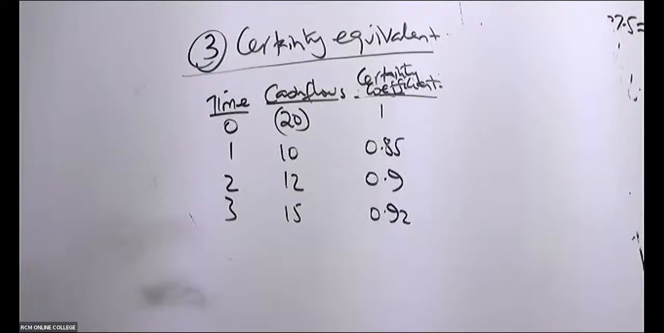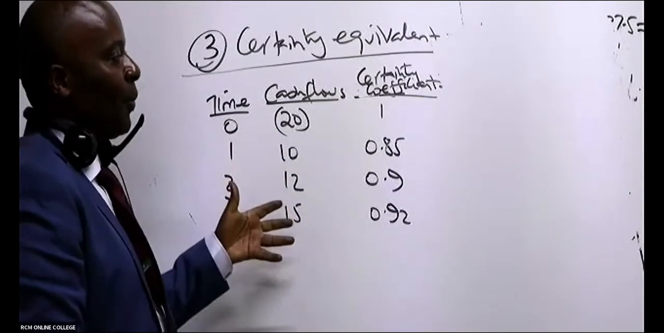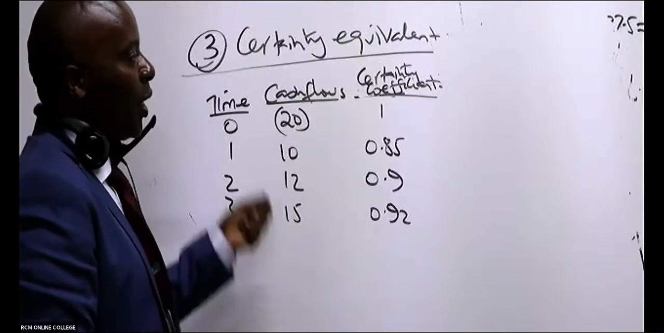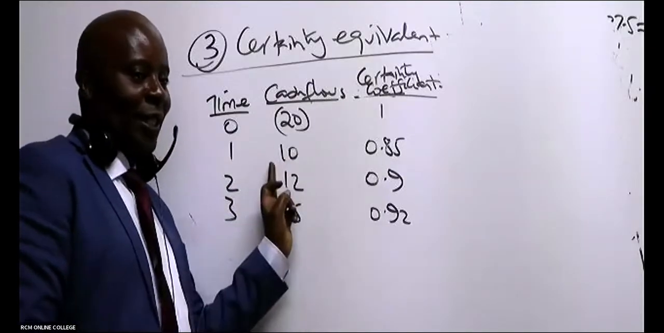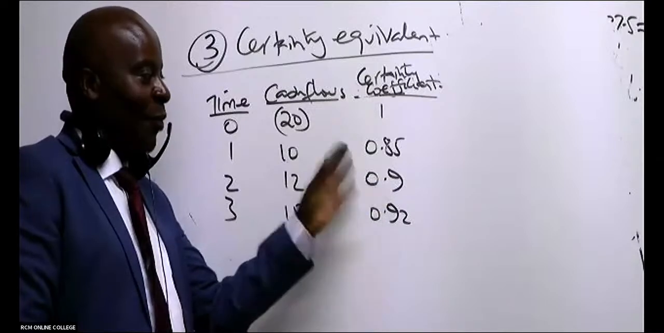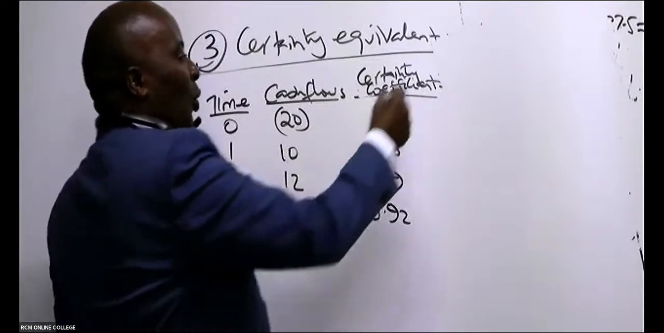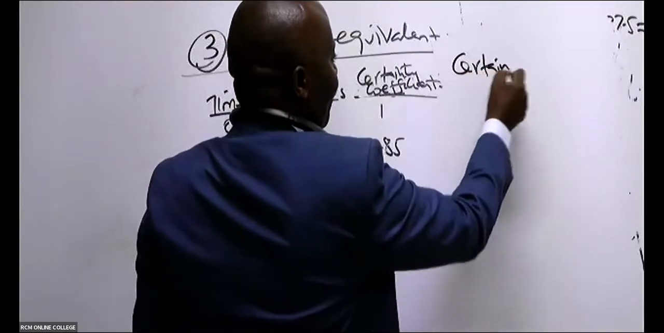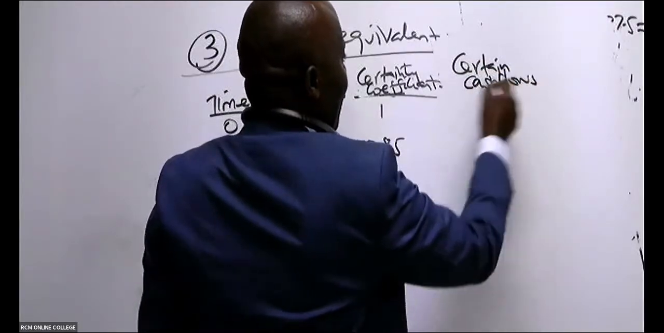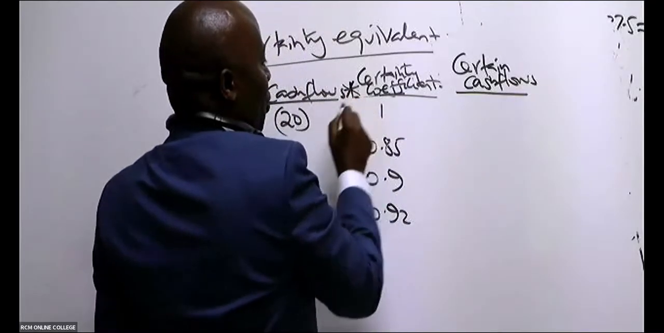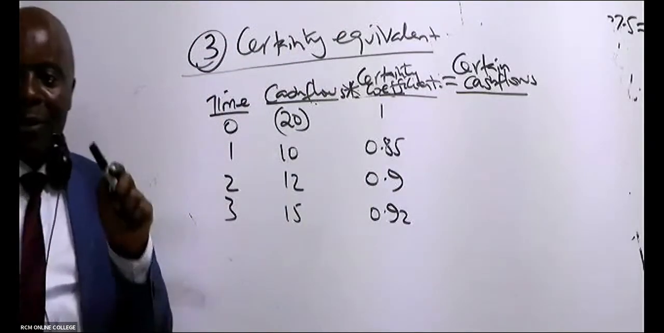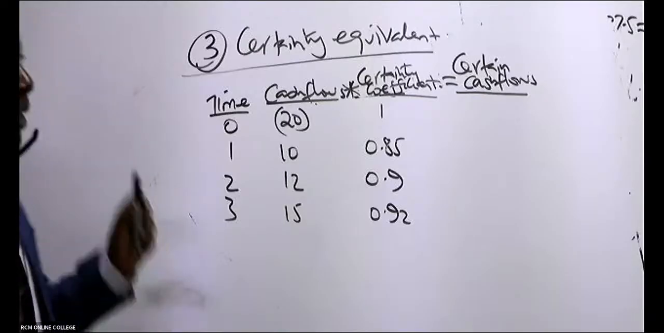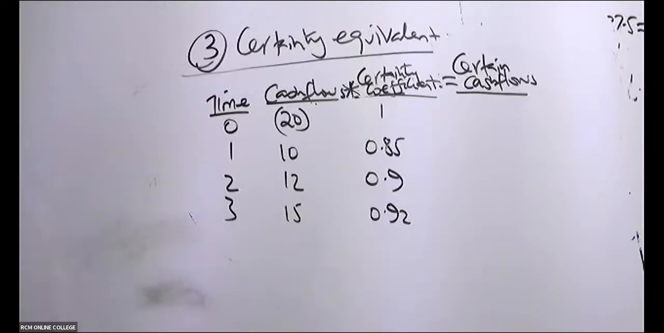So you see, these are cash flows that we are not certain of. But in this case, actuarial scientists have been able to do their probabilities. They know, for example, this year you expect 85% of this. We are certain up to 0.85 or 85%. So then come and give us what we call certain cash flows. How do you get certain cash flows? You take this times this. Now we've been able to remove the uncertainty because we have involved the certainty coefficients.